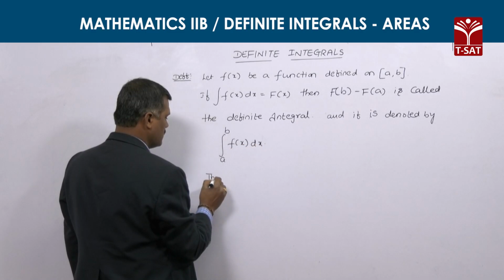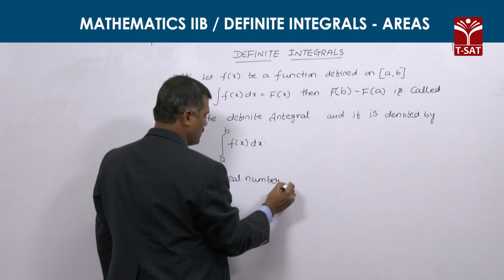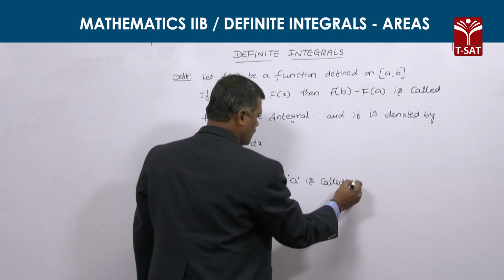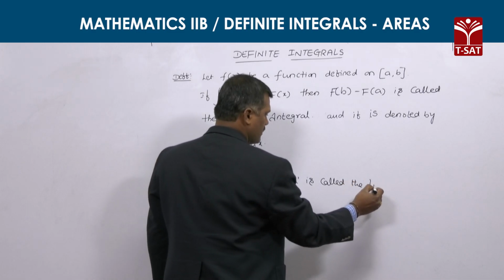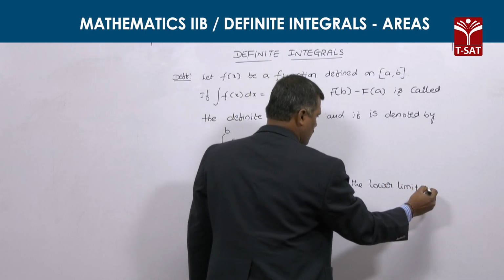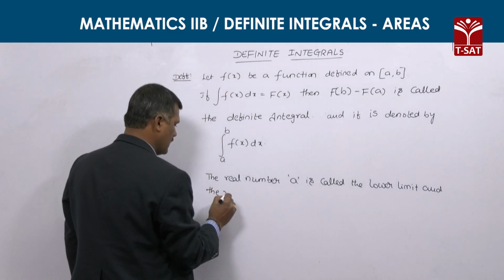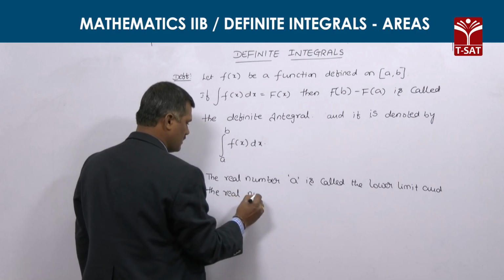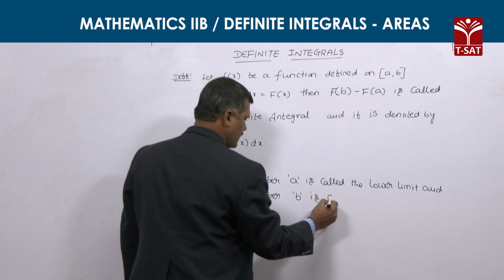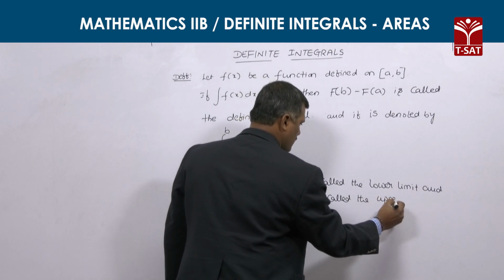The real number small a is called the lower limit, and the real number small b is called the upper limit.